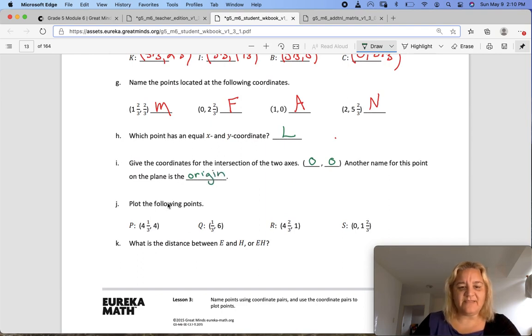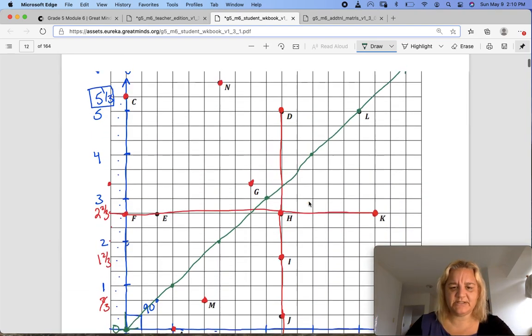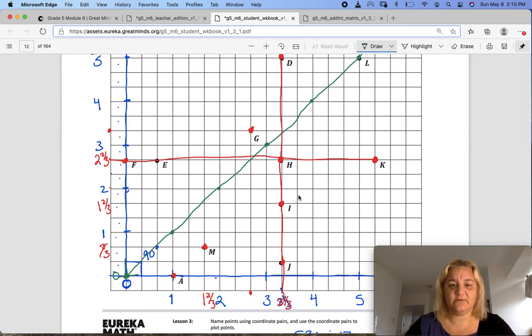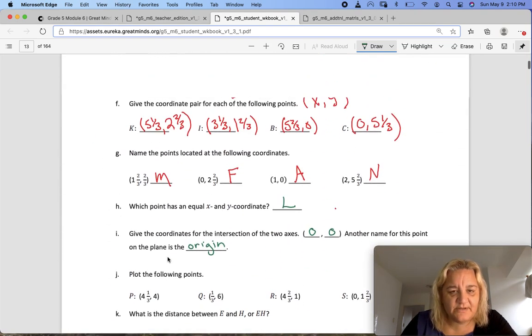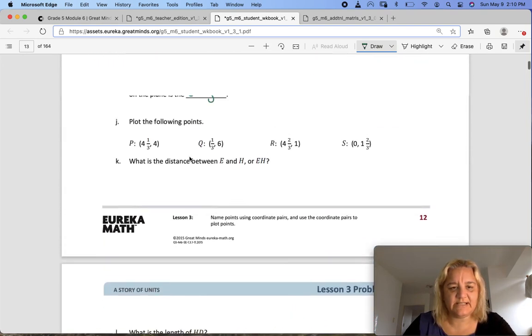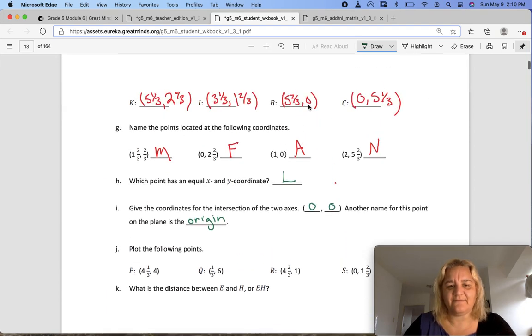Good. Plot the following points. Are we okay with green or should I try another color? I feel like this coordinate plane is definitely getting a workout today. Okay, 4 and 1/3 and 4. And it's called, what letter is it? It's letter P. 4 and 1/3 and 4.